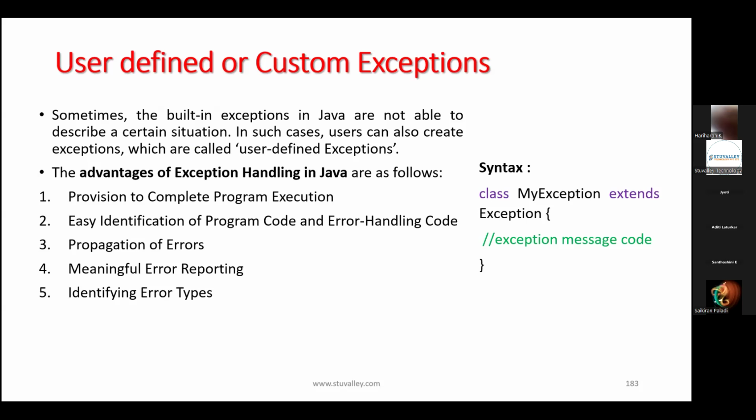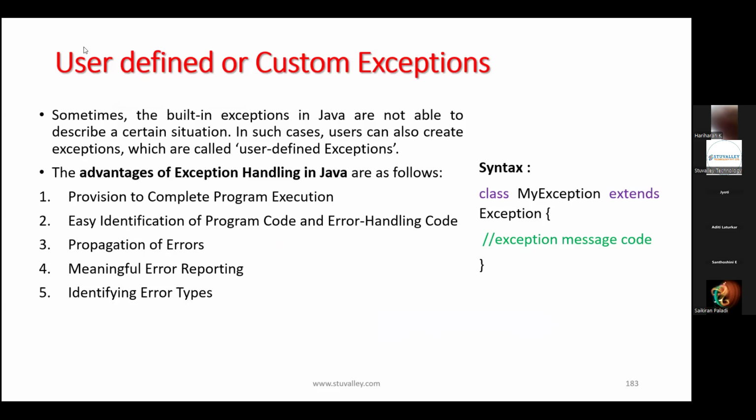You want to validate the age, so you can create an age validation exception and show the appropriate message to the user according to your custom exception. In such cases, the user can create exceptions, which are called user-defined exceptions or custom exceptions. The advantages of exception handling in Java are: provision to complete program execution, easy identification of program code and error handling code, propagation of errors, meaningful error reporting, and identifying error types.